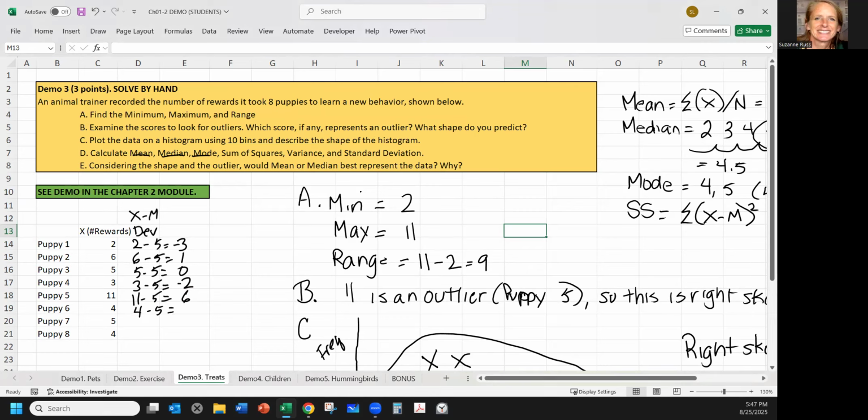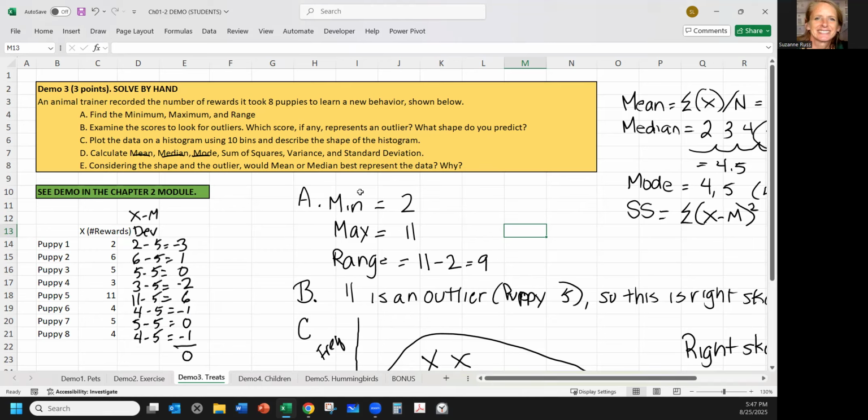4 minus 5 is -1. 5 minus 5 equals 0. Yeah, 4 minus 5 is -1. If we did it right, we should sum all of these up and get 0. Starting with the positive numbers, 6 plus 1 is 7. Then the negative numbers, -3 minus 2 minus 1 minus 1 is -7. The sum of these equals 0.